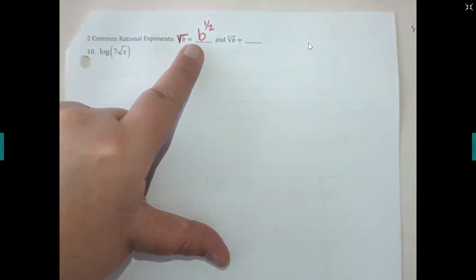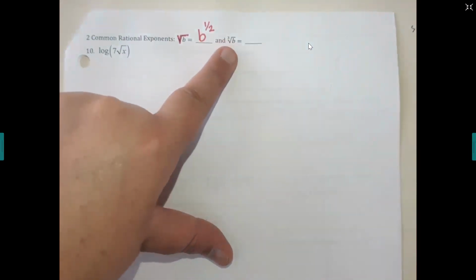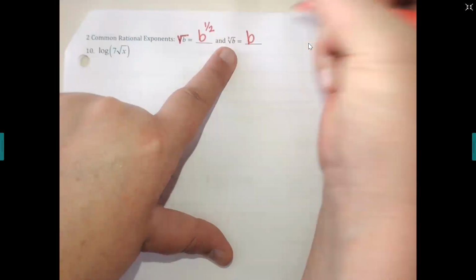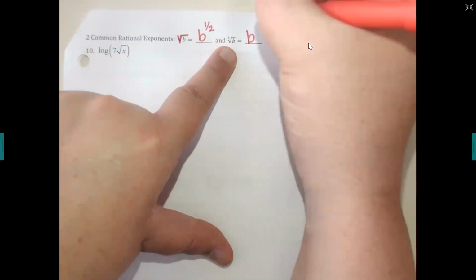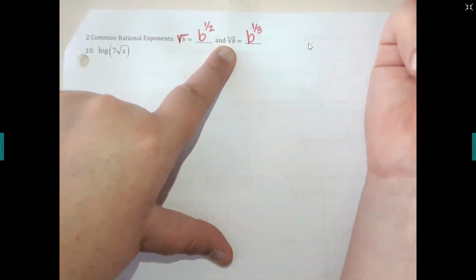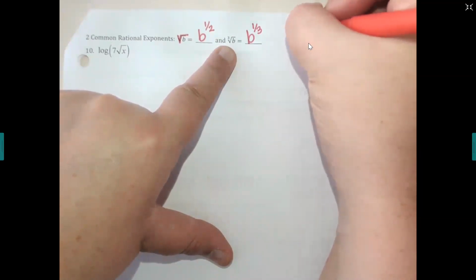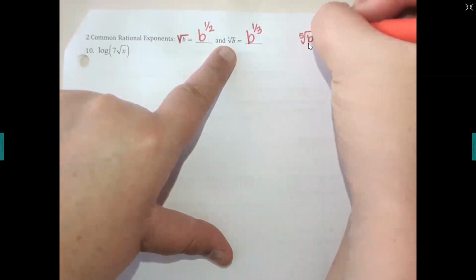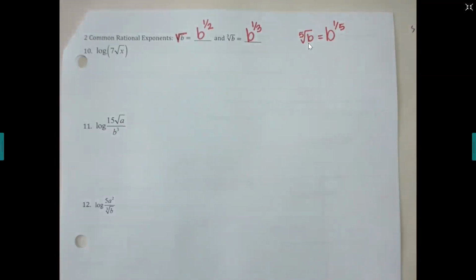Now, if a square root is a 1/2 power, what do you think a cubic root is? What fraction? 1/3. Now, you could do this with any type of root, but the only ones that show up on your practice are square roots and cubic roots. So what if I had a 5th root? What would that be? B to the 1/5. Does that make sense? So basically, whatever your index of your root is, that's the denominator of the fraction you would use as an exponent. Okay, so now let's take a look at number 10.